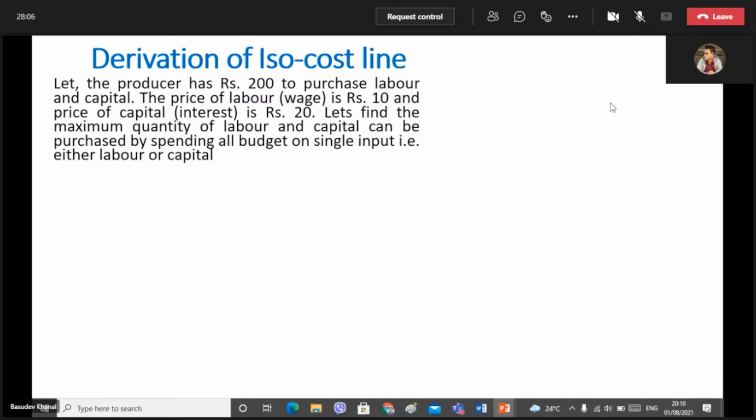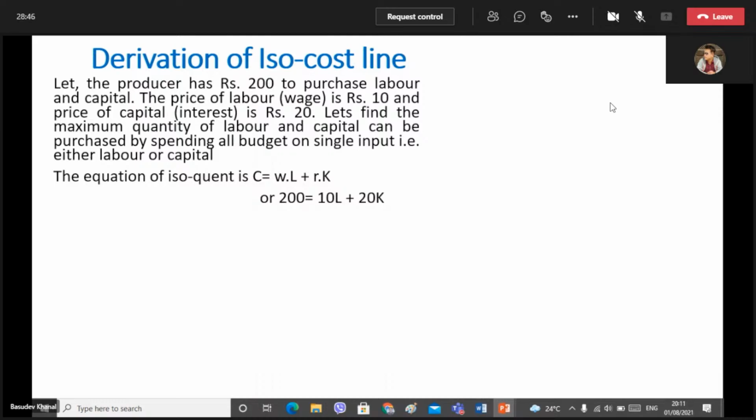And we will have two values, and plotting these values on a diagram, we get a straight line joining the two axes, X and Y. That is the ISO cost line. The equation of the ISO cost is C equal to W into L plus R into K: wage into labor, interest into capital, which will be equal to the total cost C. In our given example, C equals 200, W is 10, L, plus R is 20, then K.